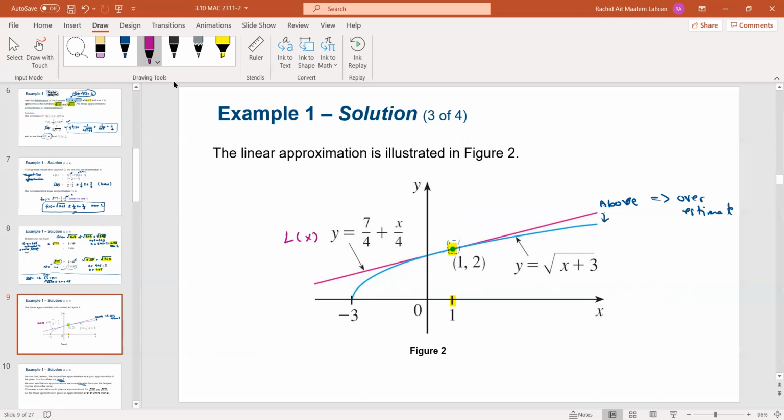And as we see, this line is always above the graph. Since it is above the graph, we're going to say that it's an overestimate. The estimation here is larger, or over. So that's how we determine that part. So we're going to compare whether it's over or below and say whether it's an overestimate or underestimate.